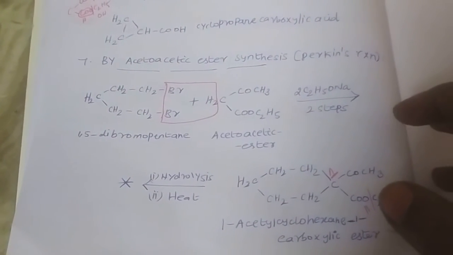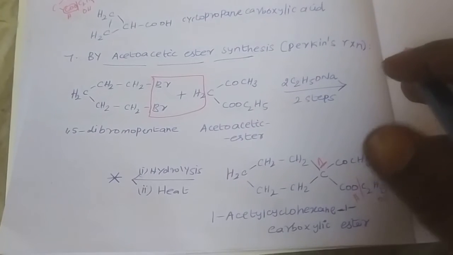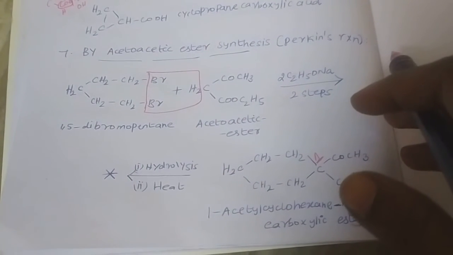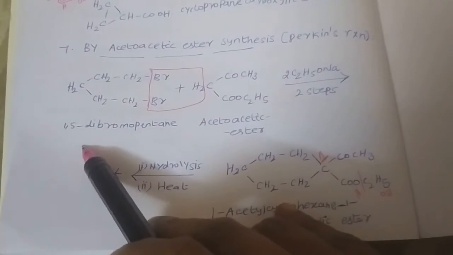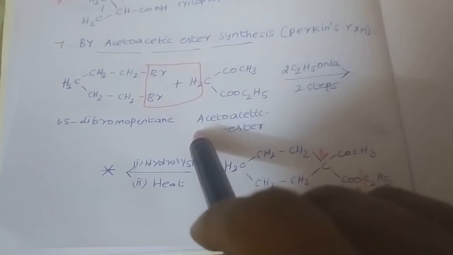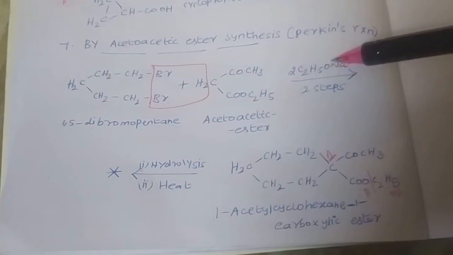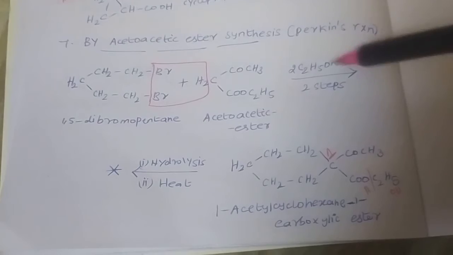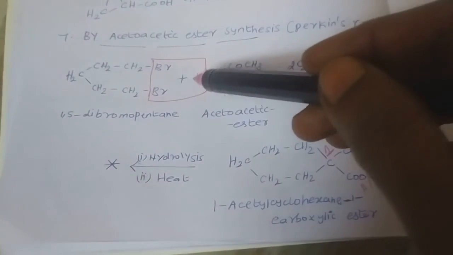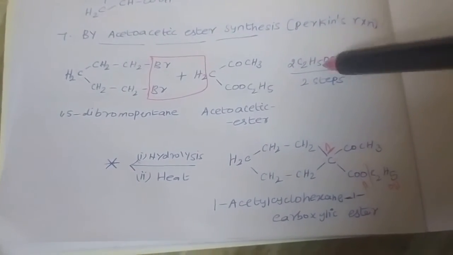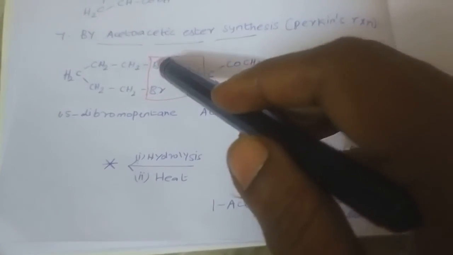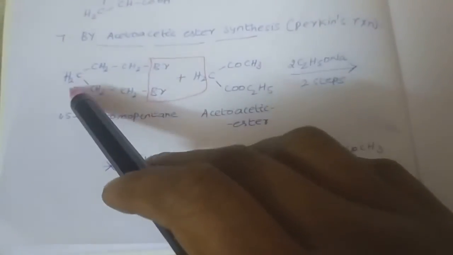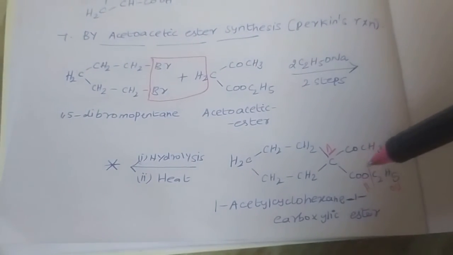So next, by acetoacetic ester synthesis, Perkin reaction. So 1,5 dibromopentane reacts with acetoacetic ester. So in the presence of sodium ethoxide base, what is the role of base? It removes hydrogen. The removed hydrogen combines with this bromine atom, so it is removed as HBr. So what do we get? CH2, CH2, CH2, CH2, CH2, C, COCH3, COOC2H5.